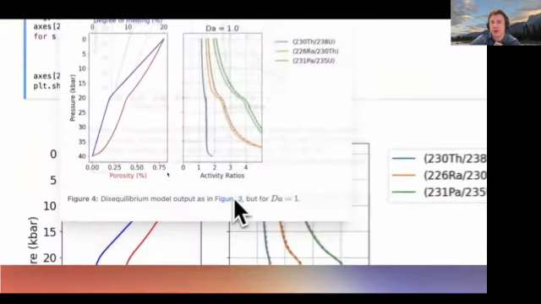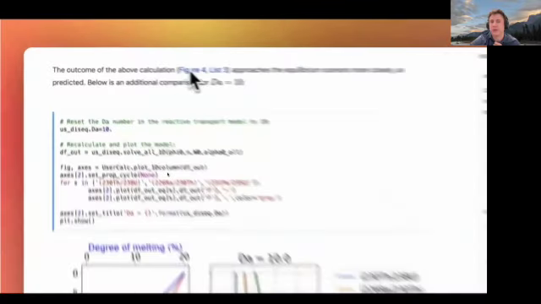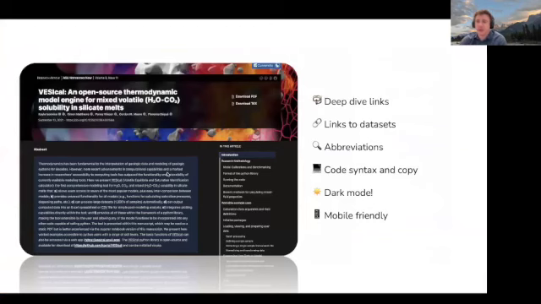And so thinking about these as very linked documents all the way through to the notebooks, computation, and data. These deep dive links, links out to data sets, abbreviations, and then very table stakes things that almost no one does in scientific publishing today, like being able to copy code, dark mode, or actually reading on your phone. This is where we're starting: 2-column PDFs that you can't even really read in a coffee shop.